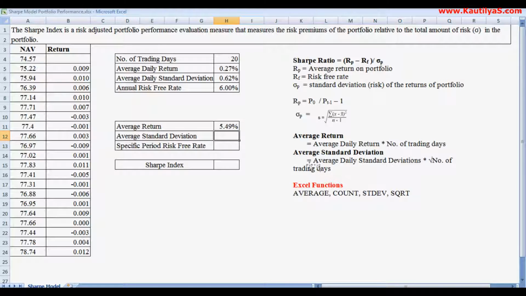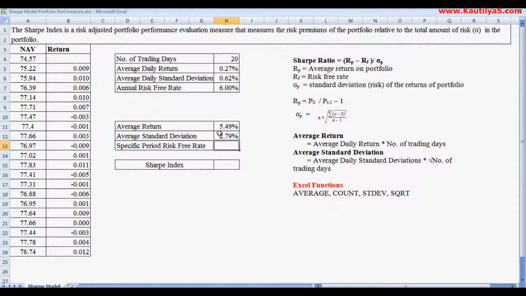Similarly, we need to calculate the average standard deviation. Average standard deviation equals average daily standard deviation multiplied by the square root of number of trading days. We use the square root using the Excel function SQRT. Square root of n, number of trading days, is 20. So we got the average standard deviation is 2.79%.